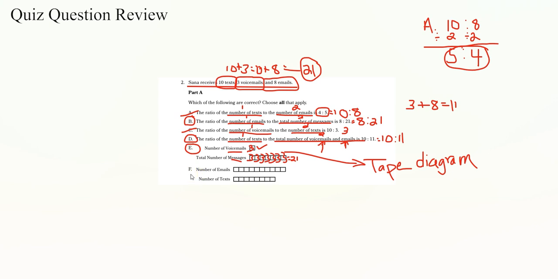All right, F, number of emails. Emails is 8. Each one of these represents a number. So we have 1, 2, 3, 4, 5, 6, 7, 8, 9, 10. So that is more than 8 emails. So we already know this is not going to be one of the possible choices. And that is number 2 on the quiz. Thank you.